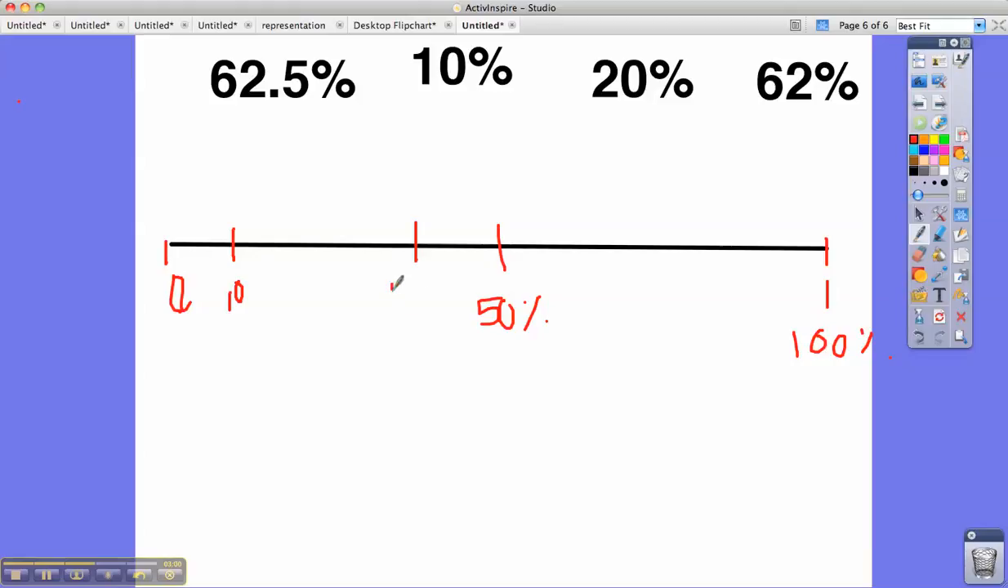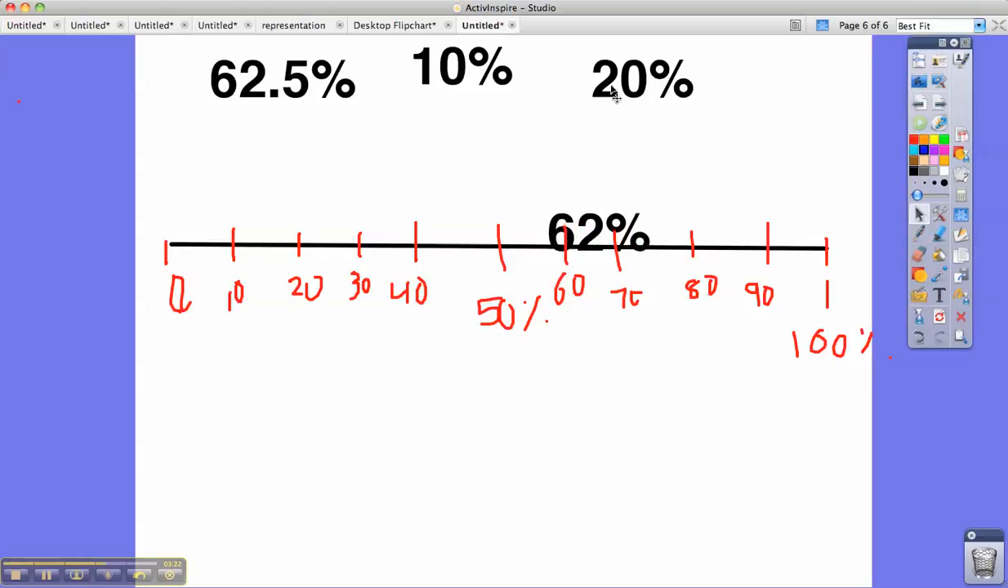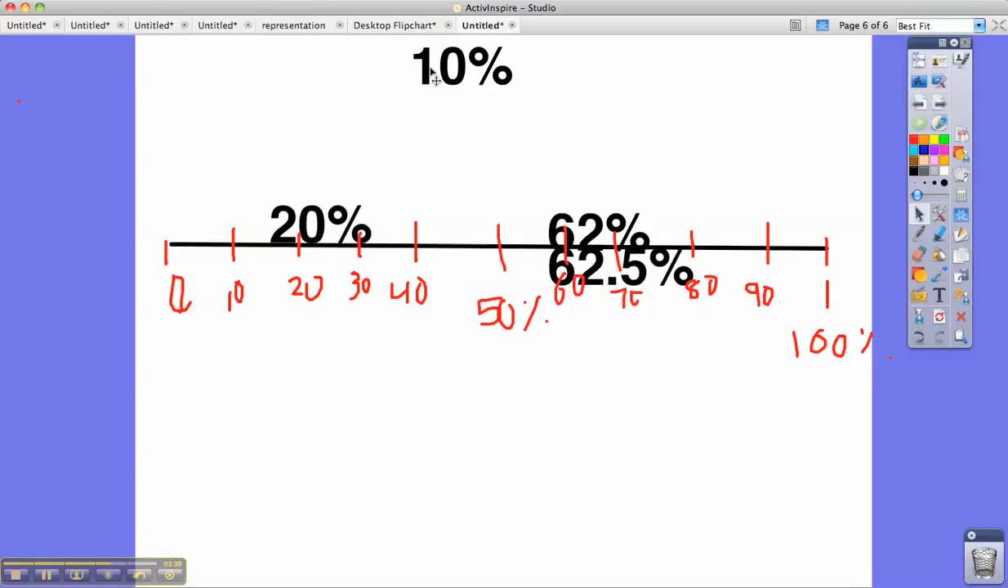So 10 here, 20, 30, 40, 60, 70, 80, 90. And then it's super easy to place our percents there. 62% would be right here close to 60. And 62.5 would almost be right on top of it because it's just 0.5 next to it. 20 is already on here. 20 would go right here. And 10 is on there. 10 would go right there. So super easy to put them on a line. And y'all are going to practice that on your own. Thanks.